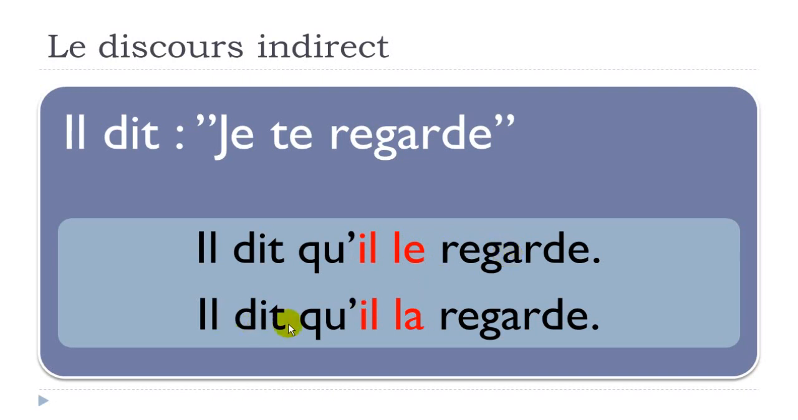And then the second option, it's almost the same, but if you look carefully, il dit qu'il la regarde. In that case it would be a woman or a girl, according to what was previously said. So in that case we really need to know before whether we're talking about a boy or a girl, a man or a woman, because if we don't, then it can be tricky to modify and put this discours indirect, because we won't have any clue whether it's le or la.